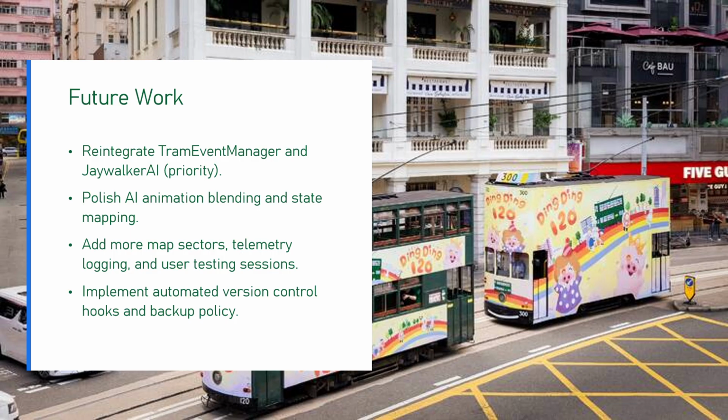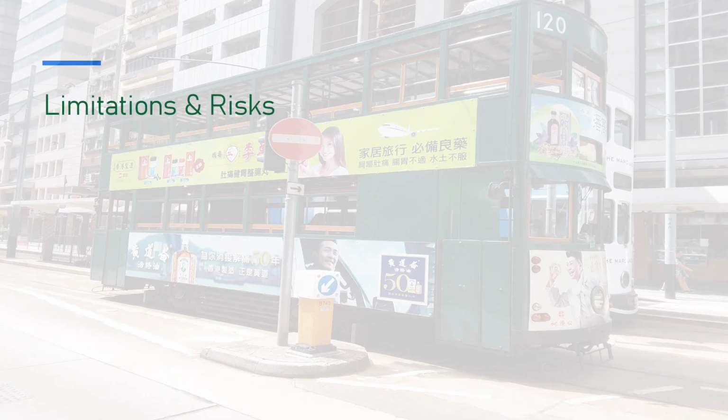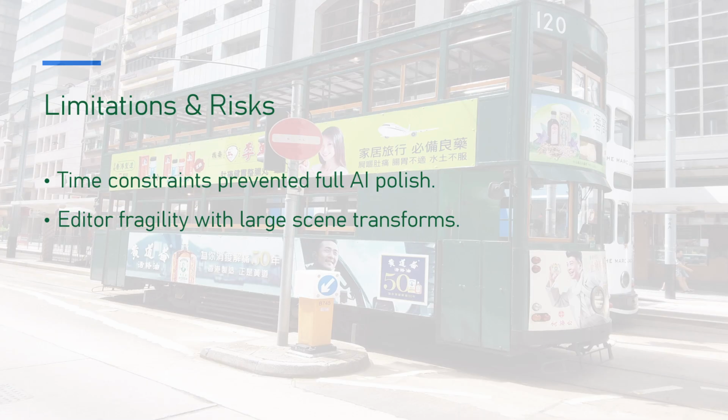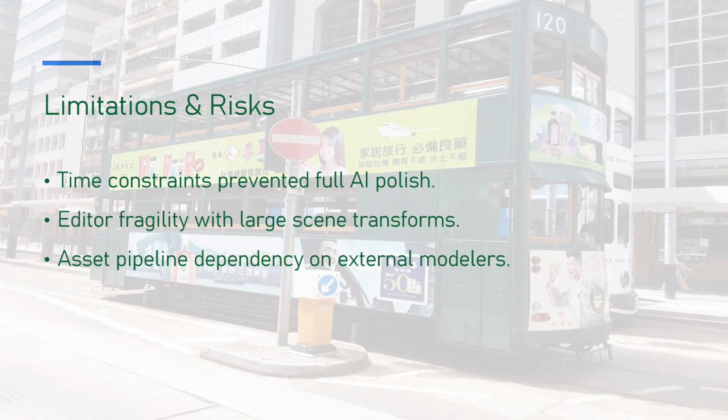Looking ahead, I plan to reintegrate and polish the tram event management and jaywalking AI system, expand the map with more sectors, add telemetry logging, conduct proper user testing, and implement automatic backup policies. Time constraints mean I couldn't fully polish the AI behaviors. Large scene transformations also make the editor occasionally fracture. The project may remain somewhat dependent on high quality external 3D assets.